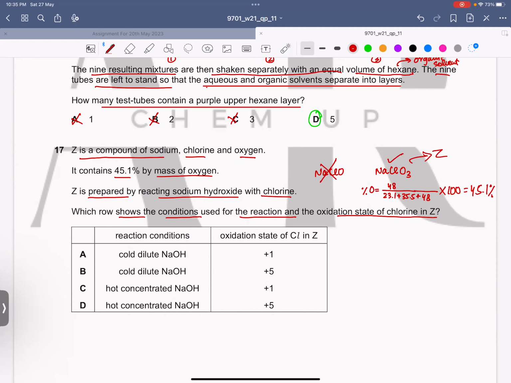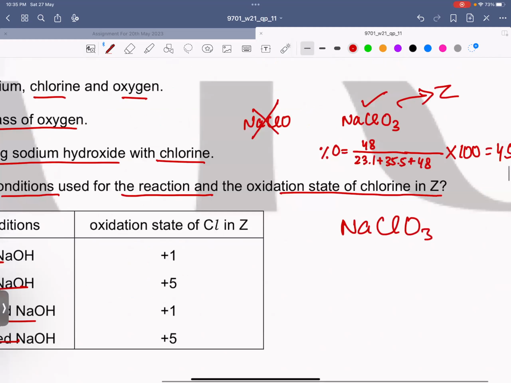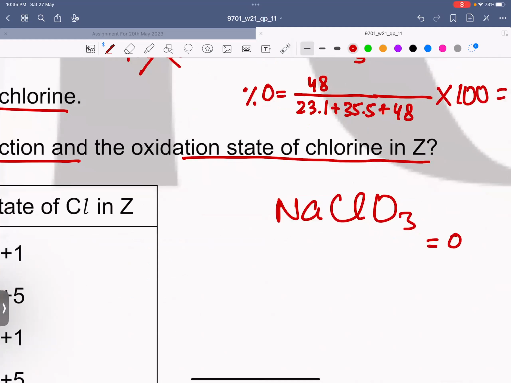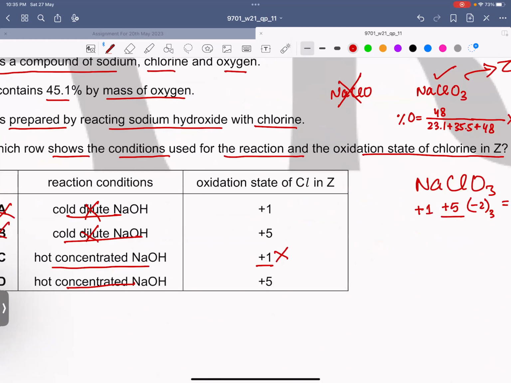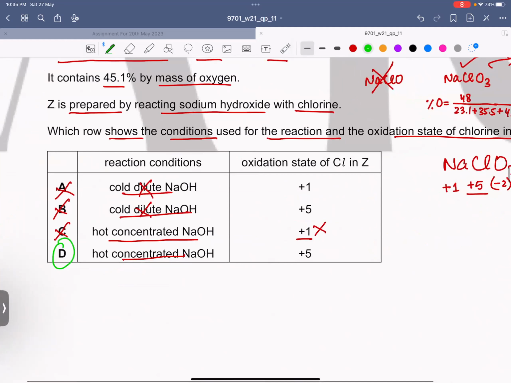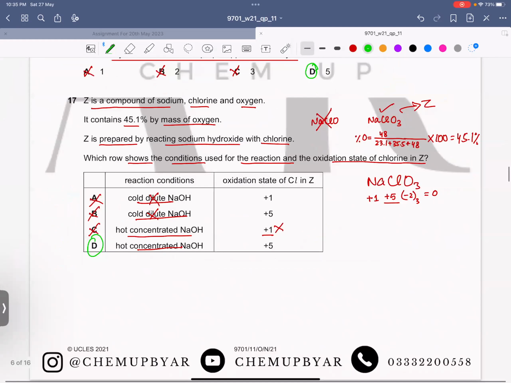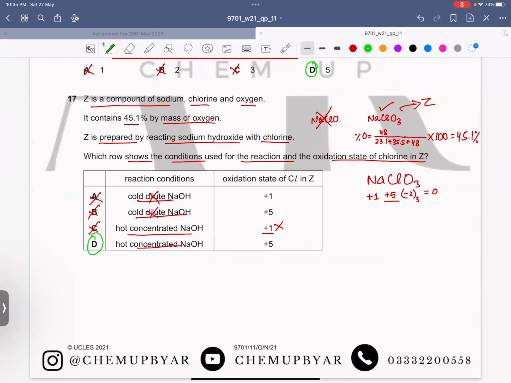So if this is our compound Z, this compound is made from hot concentrated sodium hydroxide. So these two conditions are wrong. Now, if you look at this compound NaClO3 and work out the oxidation state, the net charge is 0. Oxygen has -2 times 3, which makes it -6. Sodium is +1, which clearly indicates that chlorine is +5 over here. So this +1 makes C wrong, and your correct answer is D over here. Yes, is this clear to everyone?